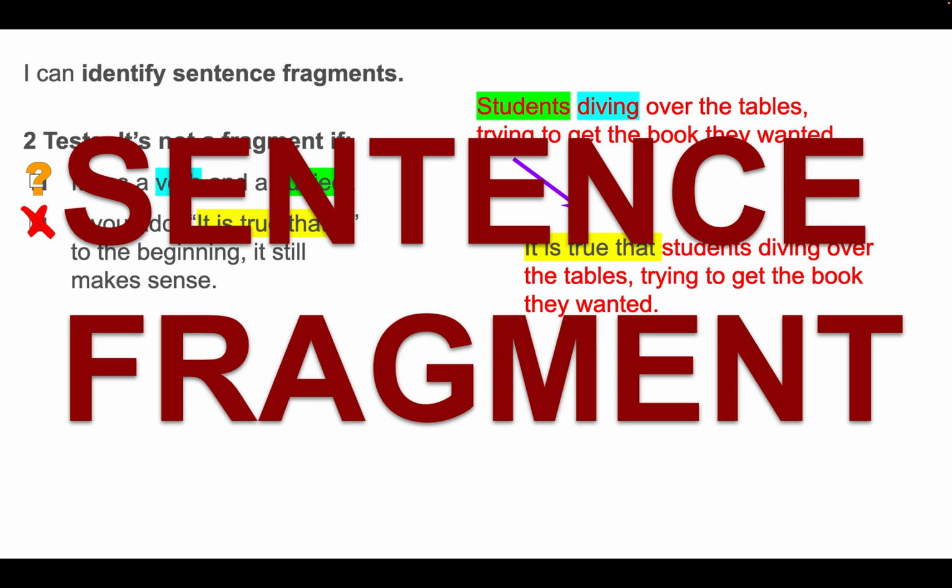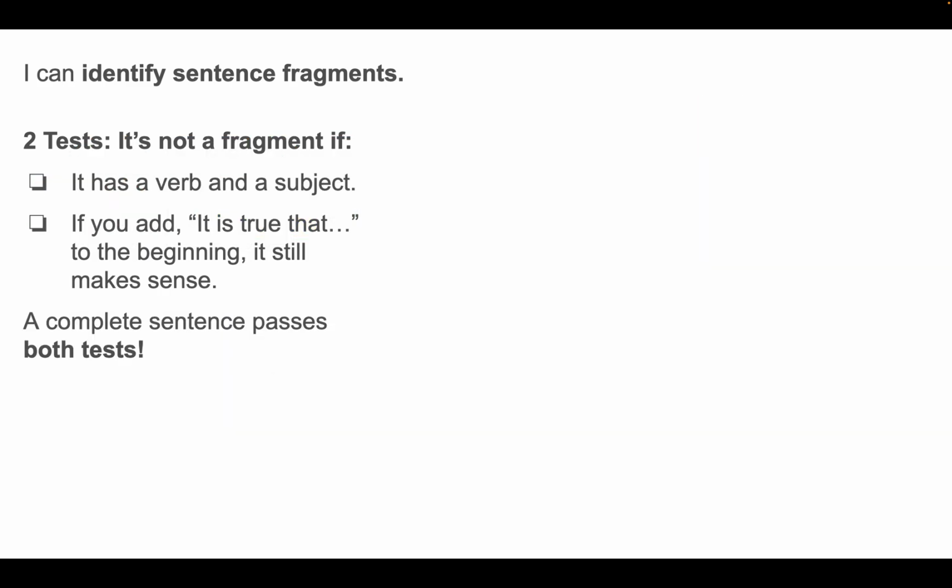So again, let's review the two tests for finding out whether we've got a complete sentence or a sentence fragment. It's not a fragment if it has a verb and a subject, and if you add "it is true that" to the beginning, it still makes sense. A complete sentence passes both tests. In our next video, you'll get a chance to see how to correct a sentence to make it complete when you've got a sentence fragment.